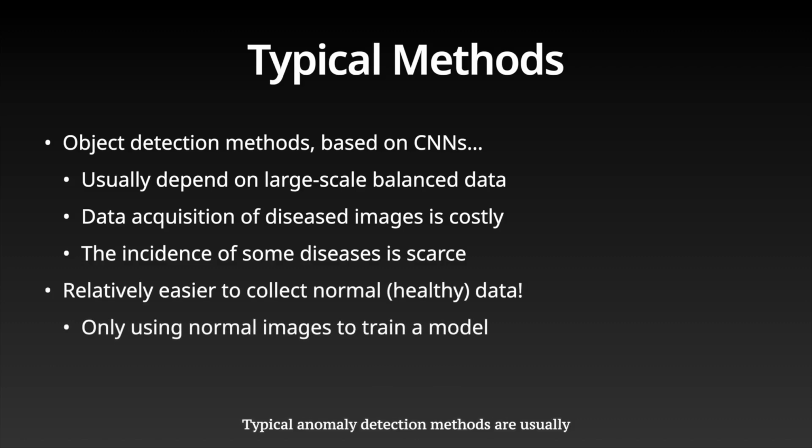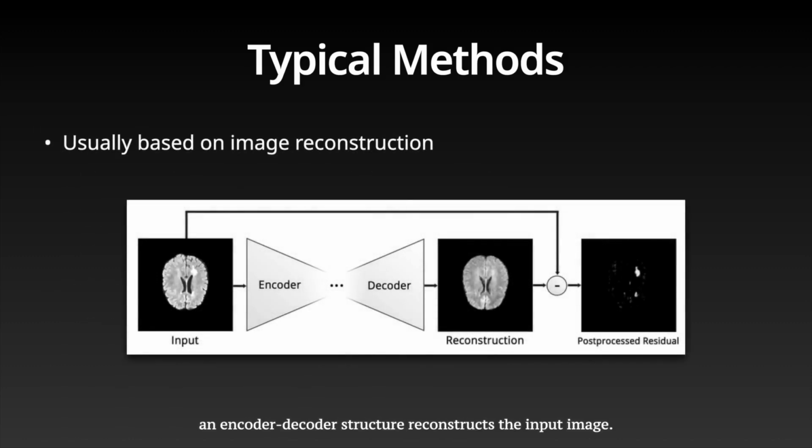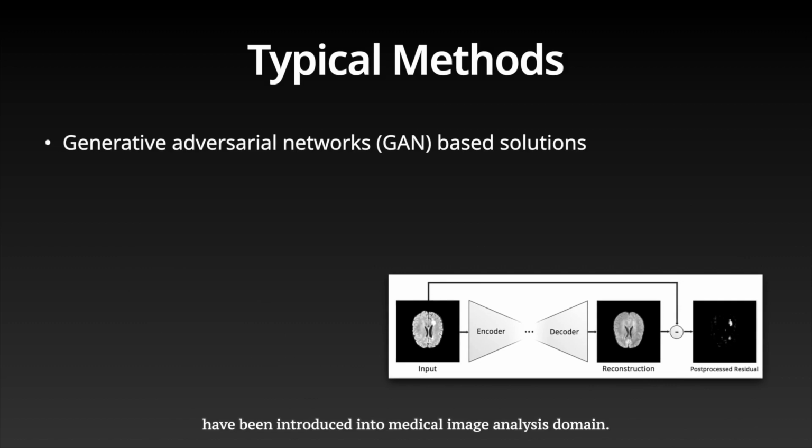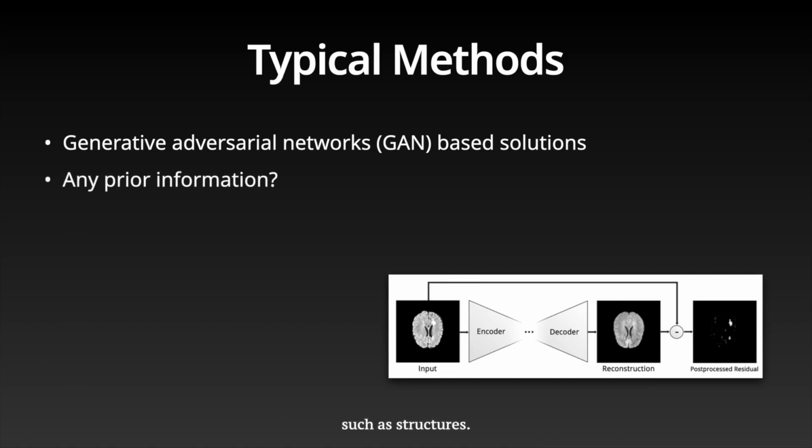Typical anomaly detection methods are usually based on image reconstruction, which means given an image, an encoder-decoder structure reconstructs the input image. By minimizing the reconstruction error between the input image and the reconstructed image on the normal training data, the encoder and decoder get trained. To guarantee the fidelity of the reconstructed image on the normal training data, generative adversarial network-based solutions have been introduced into the medical image analysis domain. However, all of them did not leverage any prior information, such as structures.